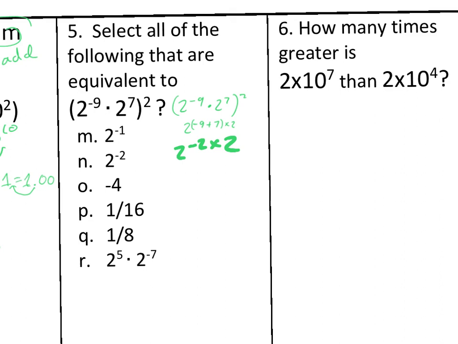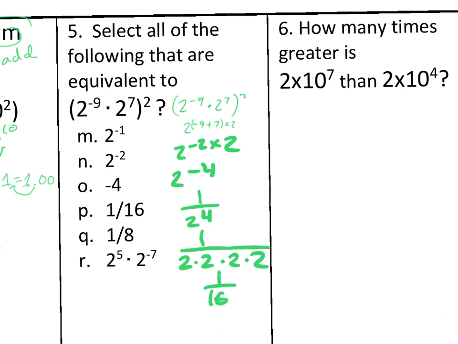So now, 2 to the negative 2 times 2, wow, that's a lot of 2's. It's 2 to the negative 4. And because we have a negative, we need to turn that into a positive fraction. So 2 to the positive 4, and keep going. We got 4 2's, so we got 1 over 2 times 2 times 2 times 2. And you just do it. 2 times 2 is 4. 4 times 2 is 8. 8 times 2 is 16, so 1 over 16.